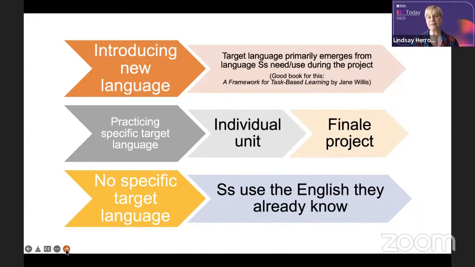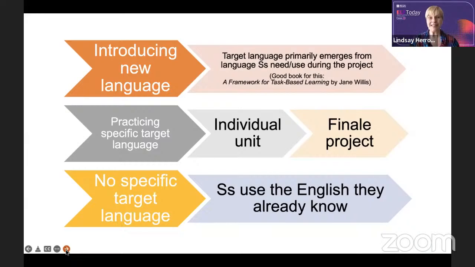Projects are also really good for practicing specific target language. If you have an idea of what target language students will need to accomplish it, then you can easily focus on that language and students can use it in productive and useful ways. This could be for an individual unit, practicing specific target language, or for a kind of finale project where students can integrate all of the grammar and words you've been studying in class and put it together for the final demonstration of mastery, say.